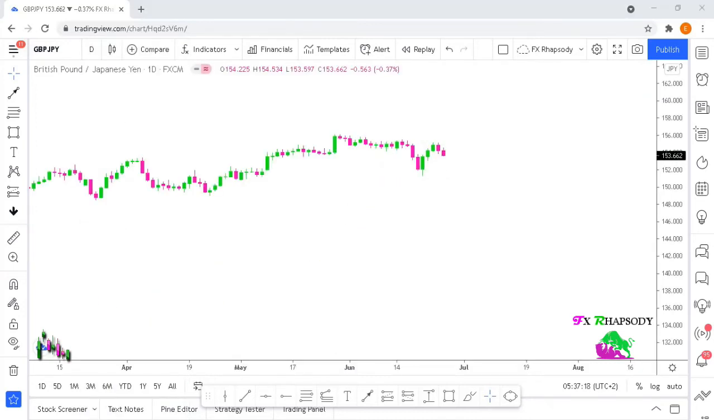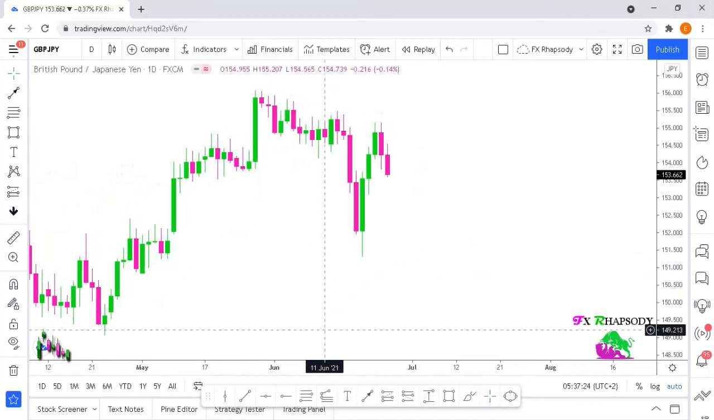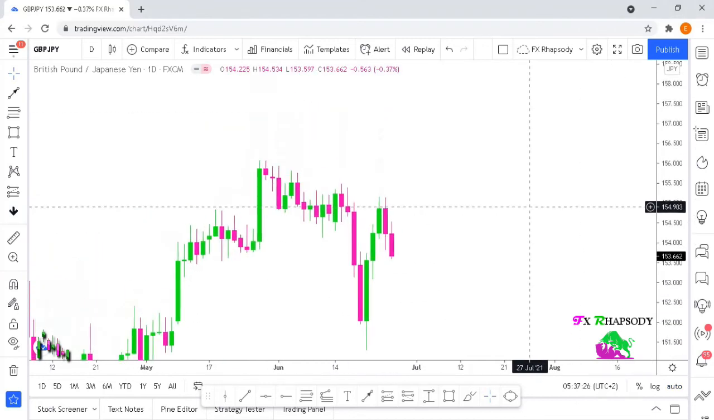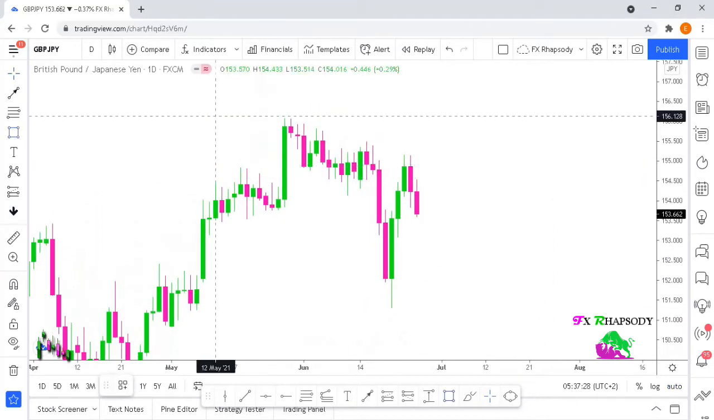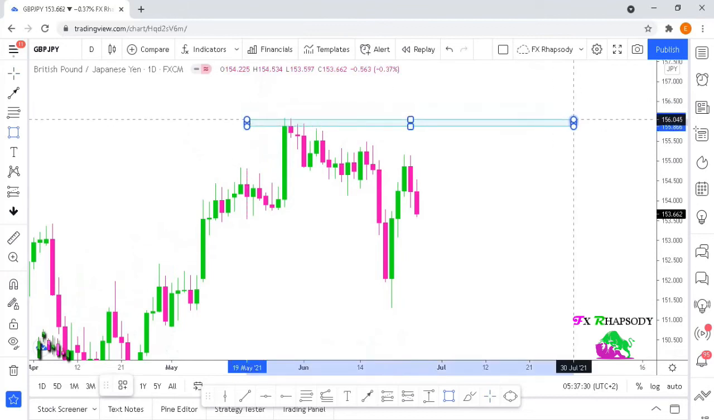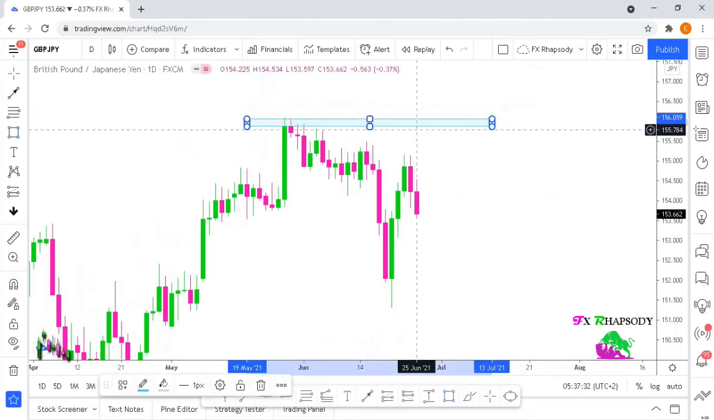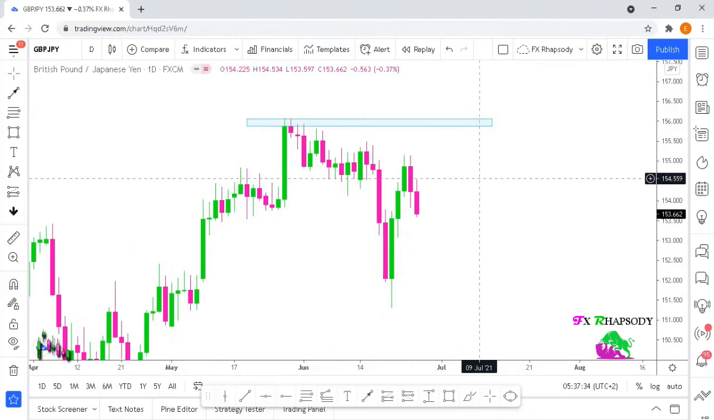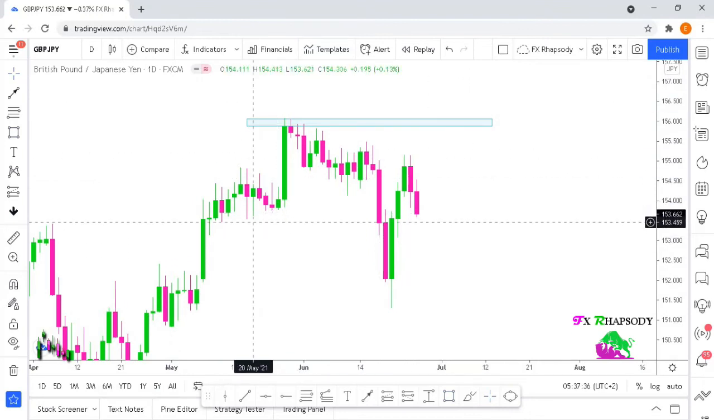On the daily time frame. Okay, on the daily time frame, let me just expand it a bit. There we go. So we know about this resistance area at the top. Let's just do a quick top-down analysis. So we go from the top and we move down.